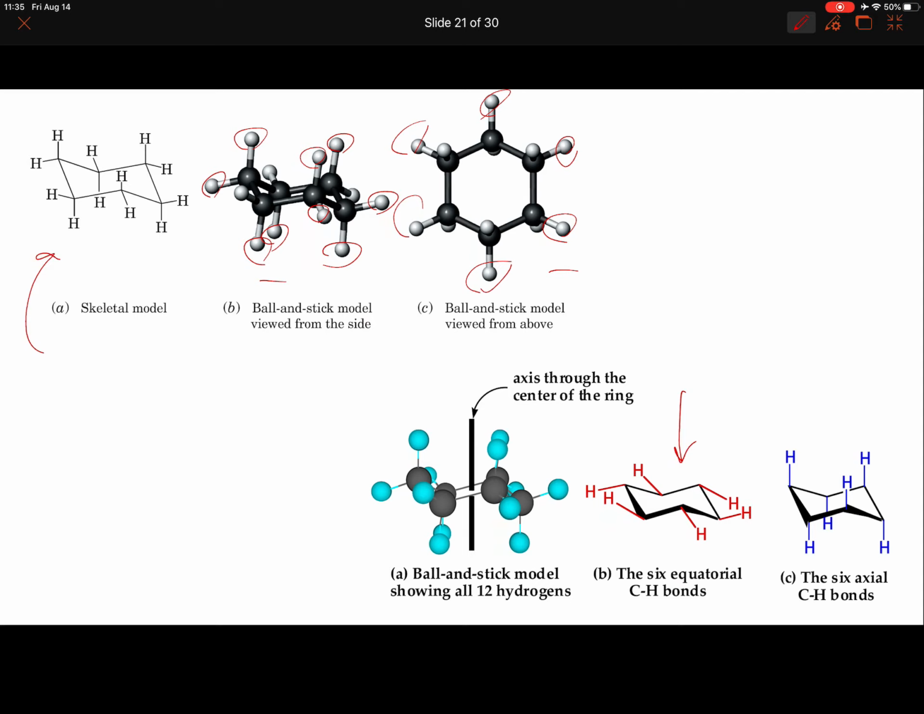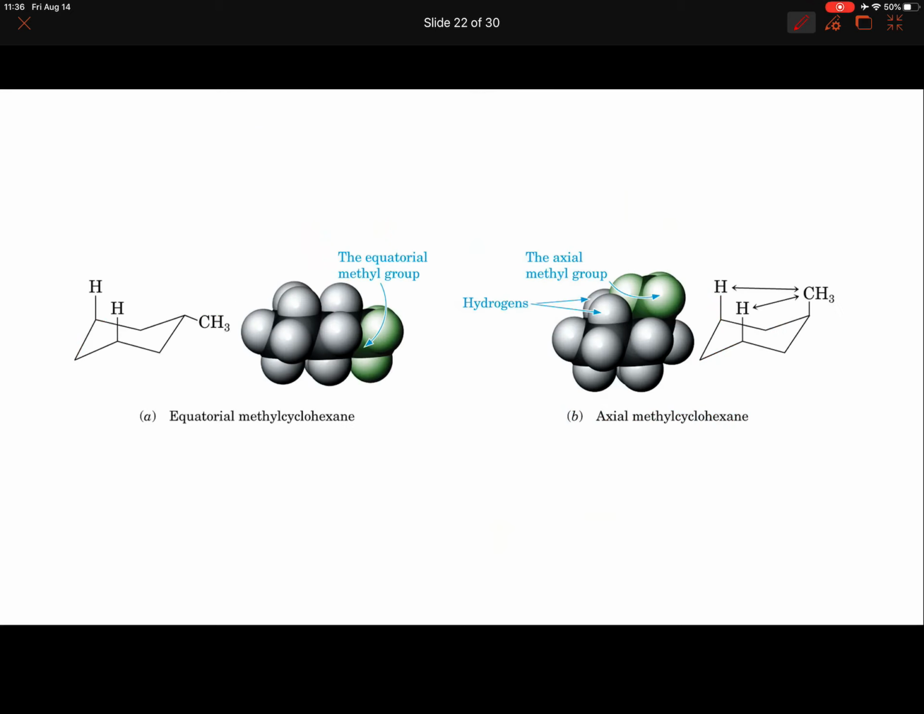We actually call these two positions axial and equatorial. So you can see if we were to look at the ring and all of the hydrogens that are sticking out sideways, we call those the equatorial hydrogens. And all of the hydrogens that are up and down, we call those axial. And there's 6 in both cases. Now, the two different conformations of cyclohexane actually change how many equatorial and axial hydrogens there are.